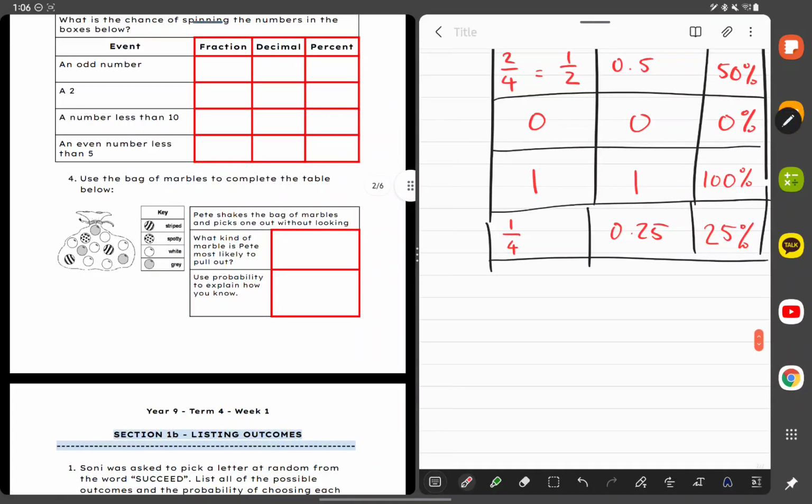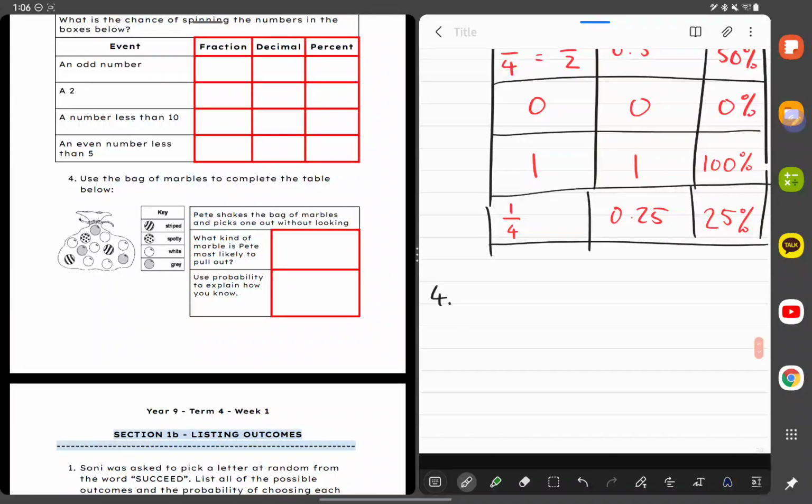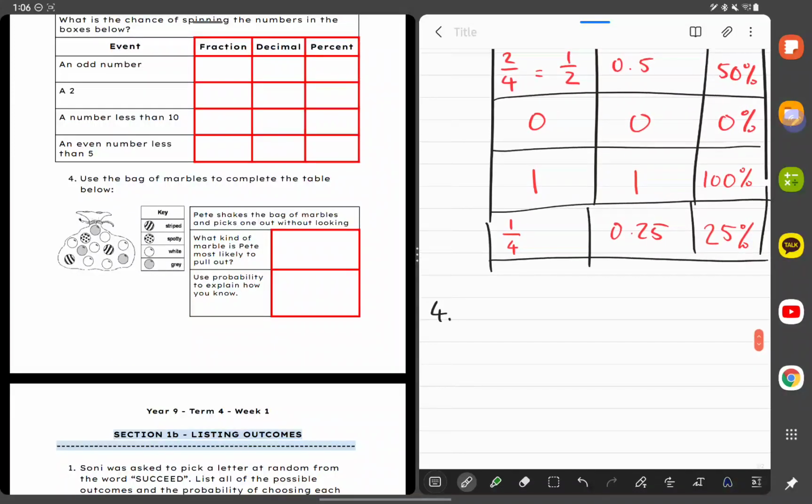Moving on. Number 4. Use the bag of marbles to complete the table. Now, I'm going to read the question. Pete shakes the bag of marbles and picks one out without looking. So that's randomly just picking one out. What kind of marble is Pete most likely to pull out?